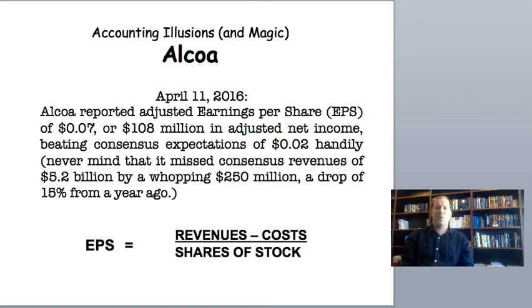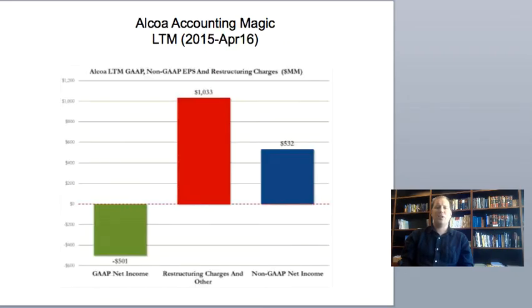By doing that, or by writing off equipment, for example, which could increase the amount of revenue that the company supposedly is taking in, you can create the illusion as an accountant that the company is healthier than it actually is. And indeed, it appears that's what Alcoa has done recently. In the last calendar year, since 2015 until April of 16, if you look at the left column, the GAAP, the generally accepted accounting principles or standard accounting net income of the company, took a drubbing, losing $501 million. But the company reported $532 million in earnings per share increases.